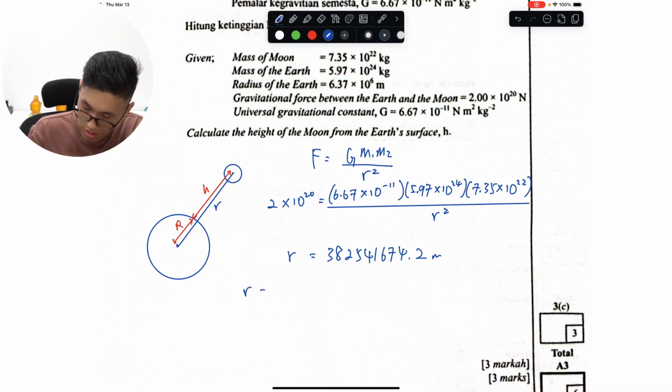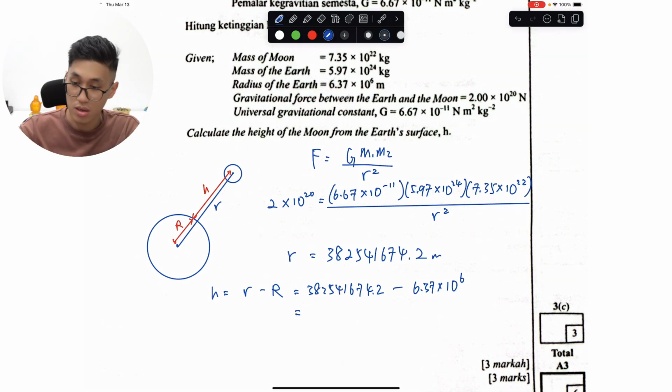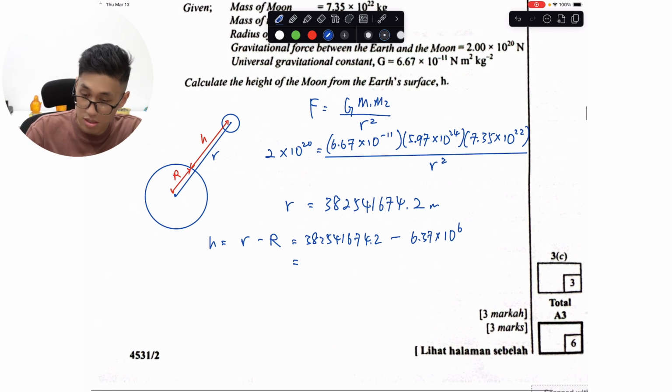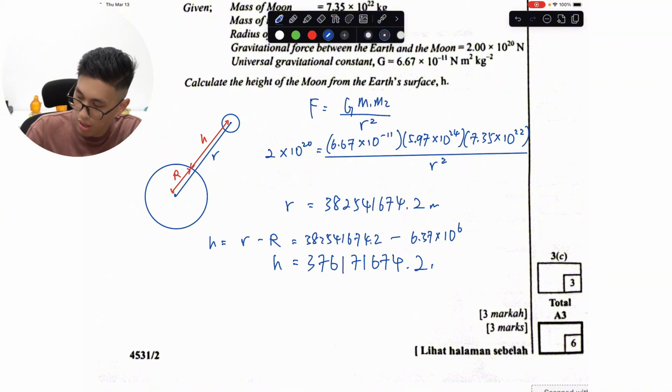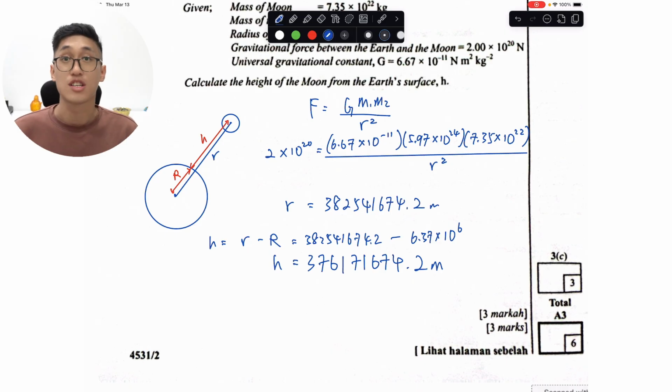Now I just have to minus, like I said just now, once you get the r, you can minus the radius. That will give you your h. So 382,541,674.2 minus 6.37 times 10 power 6, and that will give me an answer of 376,171,674.2 meters. So that would be the height of the Moon from the Earth's surface.